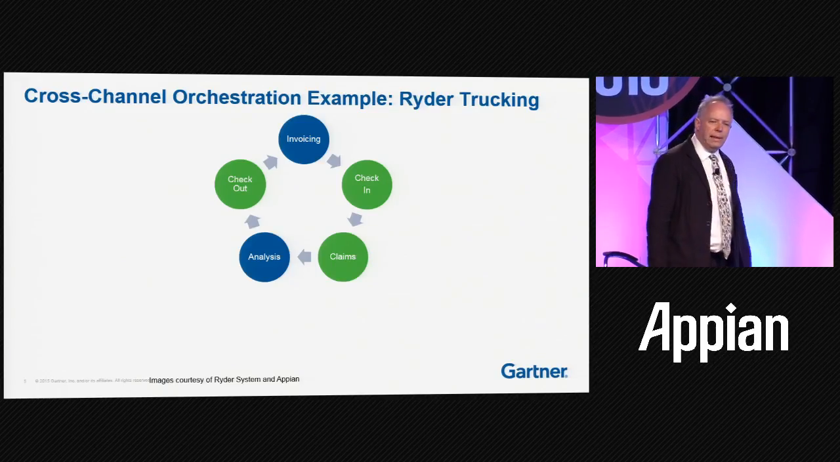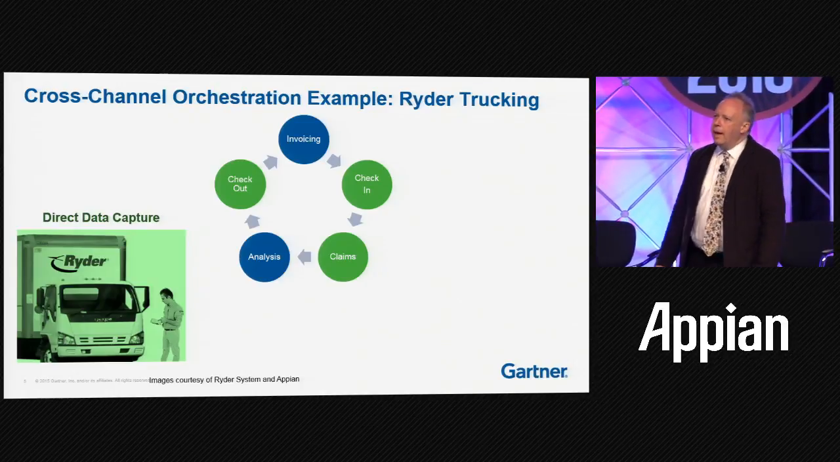We talk a lot about agile for software, but this is talking about agile for business. How do we make our business process fluid? So here's an example, Ryder Trucking. It's about checking in and checking out vehicles and figuring out how badly damaged they were by the clients.